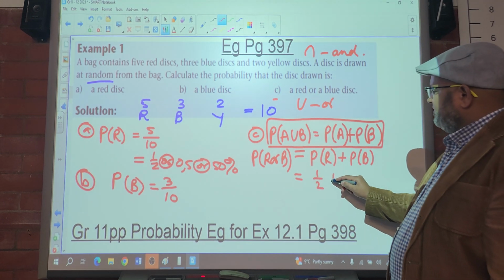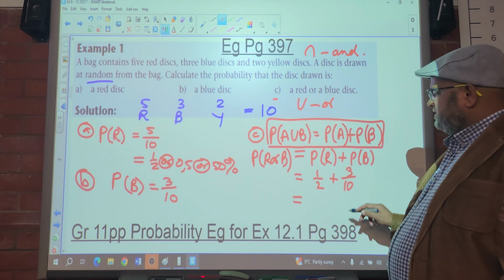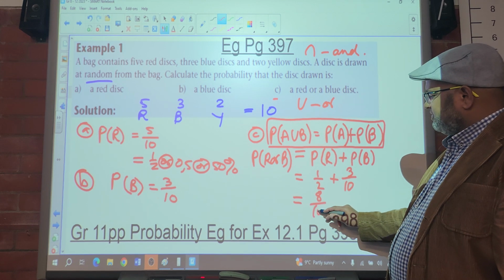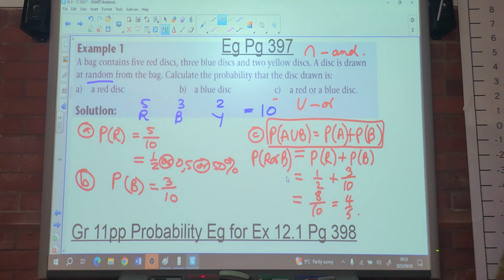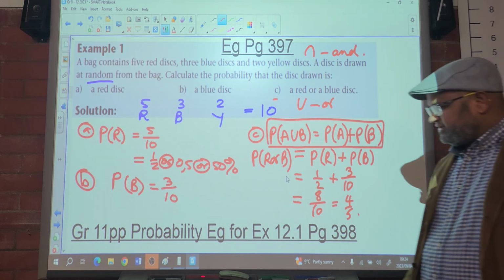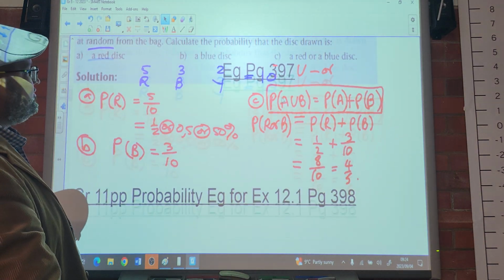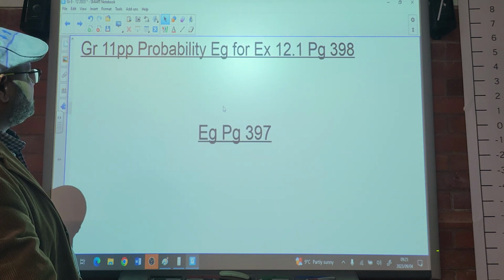Of, and the probability of blue? 3/10. So that's going to give you 8 over 10, which is 4 over 5. Is there any confusion? This is fairly simple, still dealing with grade 10. Let me know when I'm moving too fast.